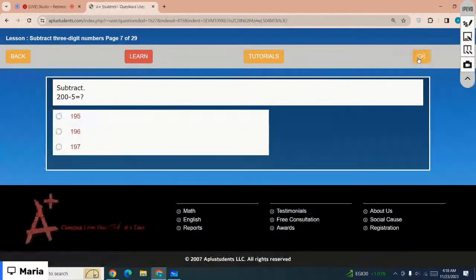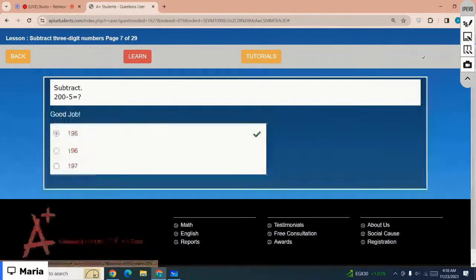Okay, the next one is 200 minus 5. Which is the correct option? 200 minus 5 equals 195, right? Option number 1 is the correct option, that is 195.